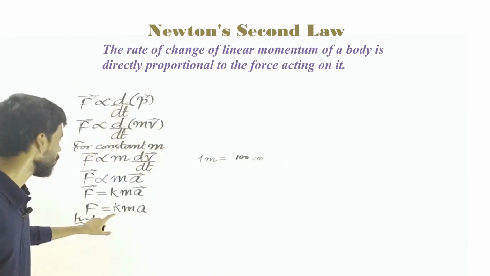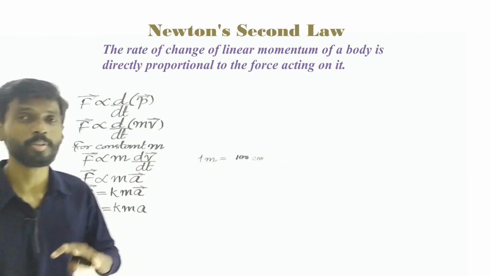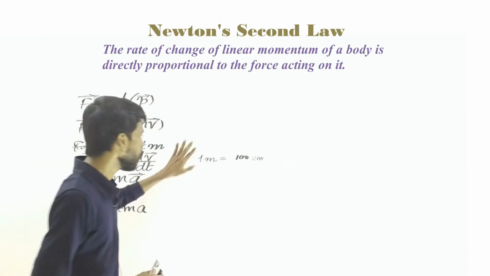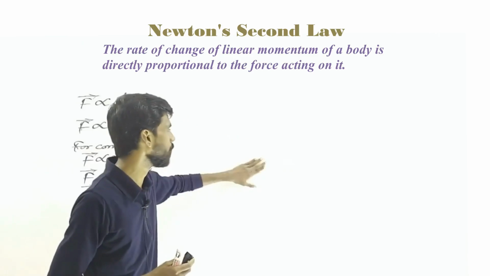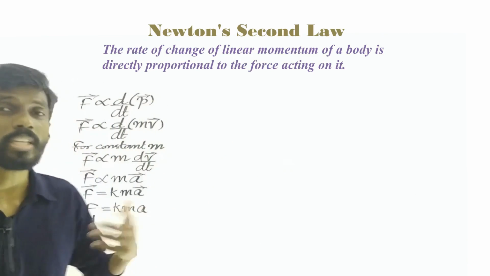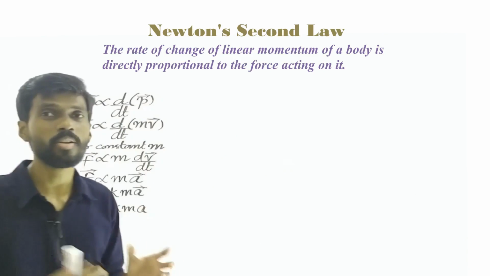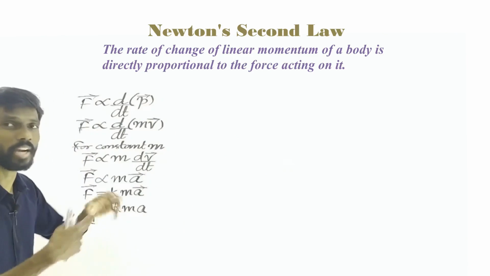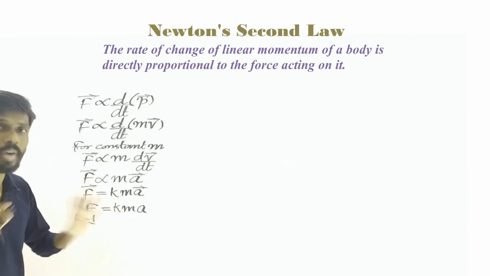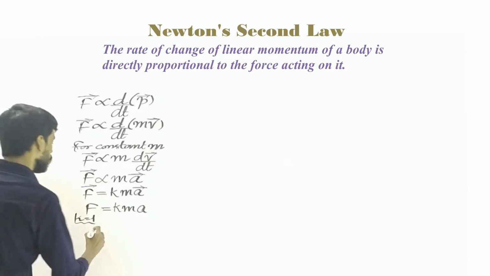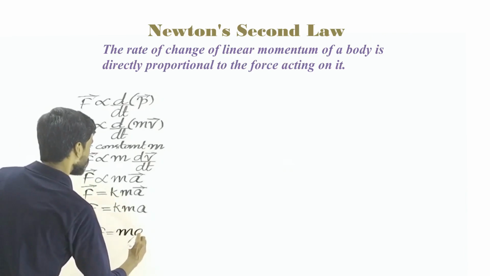So if you choose the value of k to be 1, you will get 1 unit. If you choose the value of k to be 100, you may get a different unit. So you can take the value of k to be anything. The unit of the force can be adjusted accordingly because we are going to define the unit only now. We have not yet defined the unit of the force, right? So you choose the value of k to be 1. That means we will get force equals mass times acceleration.